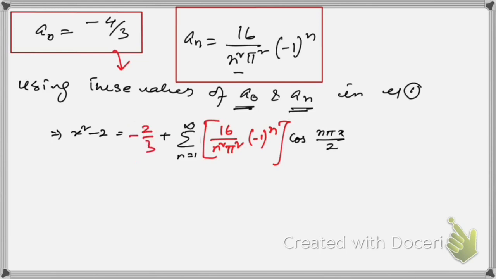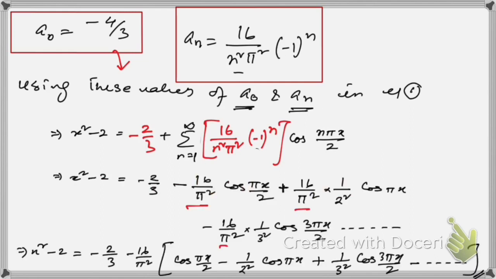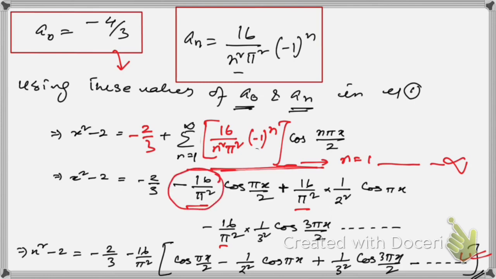Hope you have understood this. Now you see, this is the result we have got now. What I have done here is put values of n from 1 to infinity to expand this series summation, and then I have taken minus 16 by π² common from each term, so I got this answer. Hope you have understood this.